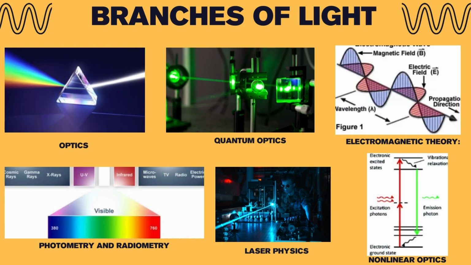Electromagnetic theory. This branch examines light as an electromagnetic wave. Maxwell's equations describe how electric and magnetic fields interact to produce light and other forms of electromagnetic radiation.